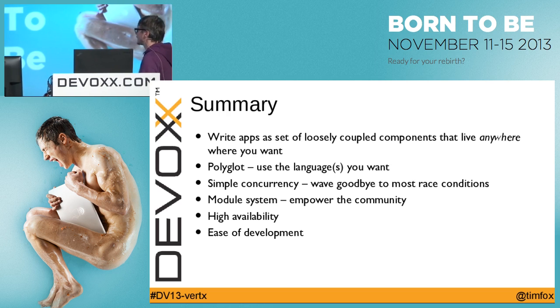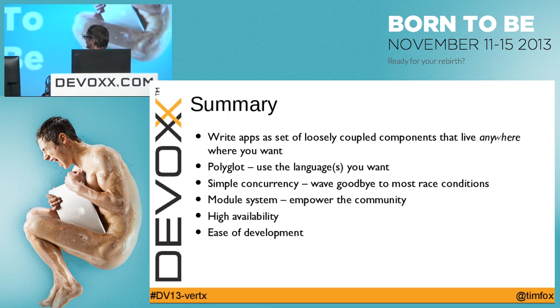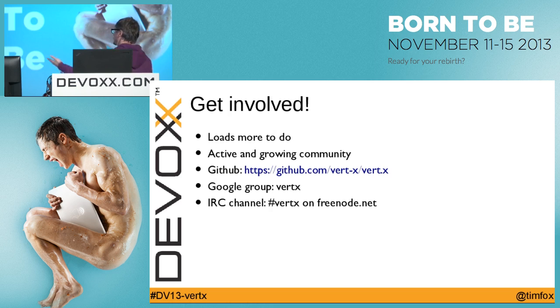That's fine. We have a very simple actor-style concurrency model, so you can wave goodbye to most race conditions, deadlock, all that nasty stuff that you'll be familiar with from traditional Java-style multi-threaded concurrency. And we have a module system, because we want to empower the community. We want to end up with a large array of modules to do everything under the sun. So when you want to write an application, you pick several modules and put them together according to a recipe, and then you've got your application, because Vert.x itself is non-opinionated. We have HA, which gives you the resilience part, and we have ease of development. We still have more to do on ease of development, but we're getting there.